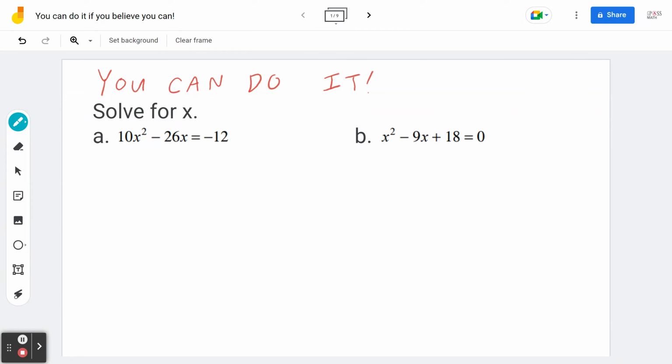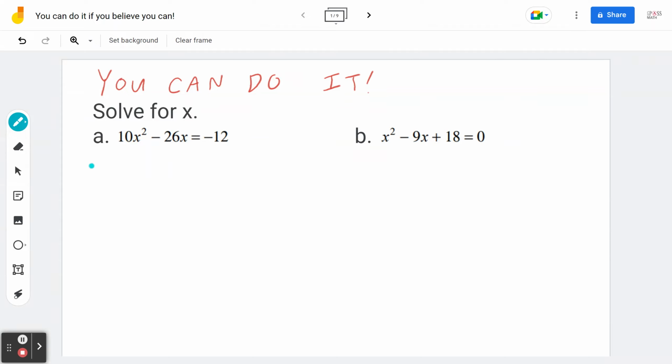Solve for x. Part A, 10x squared minus 26x equals negative 12. So when it comes to solving for x, there are many different methods. The one we're going to demonstrate in this video is going to be solved by factoring.